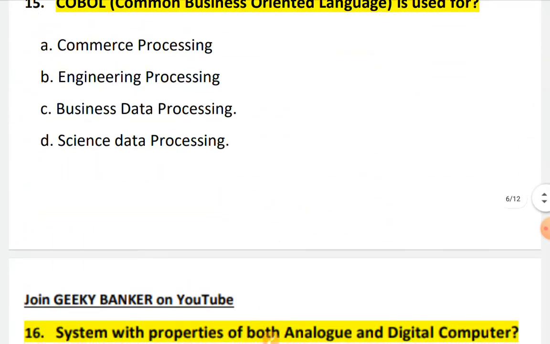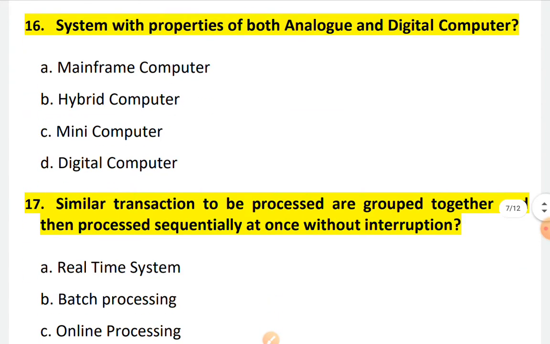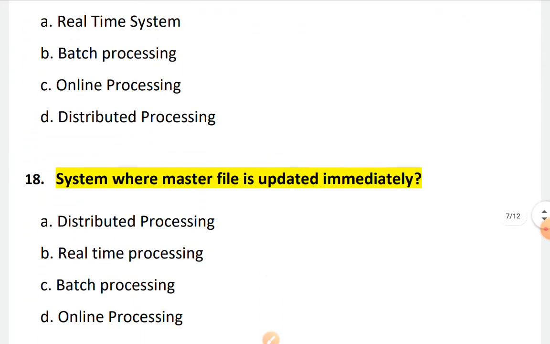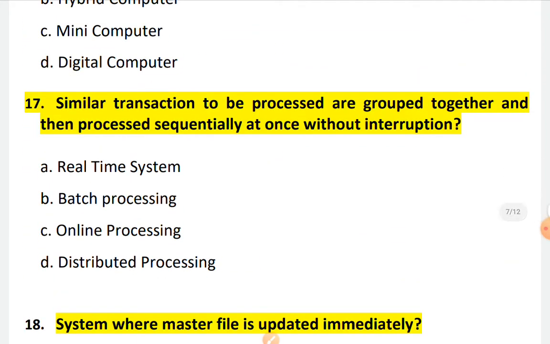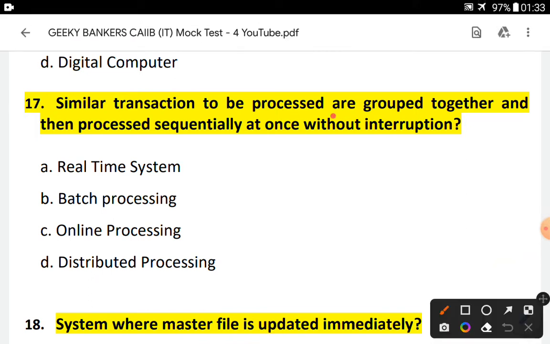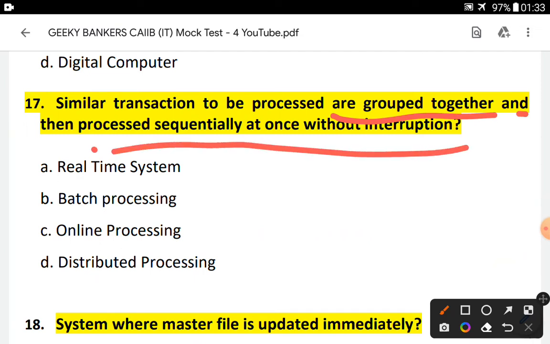So these are questions from this mock test. Here is one more question. Similar transactions to be processed are grouped together and then processed sequentially at once without interruption. So this is batch processing. So in batch processing, what happens? Similar transactions. We have to remember, similar type of transactions are grouped together and then processed. So this is batch processing.